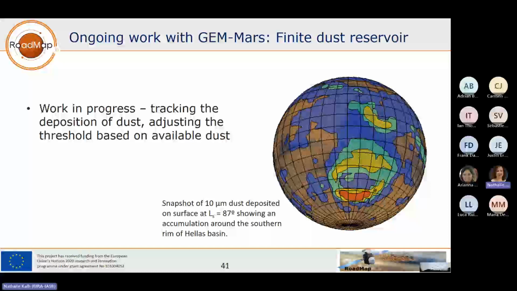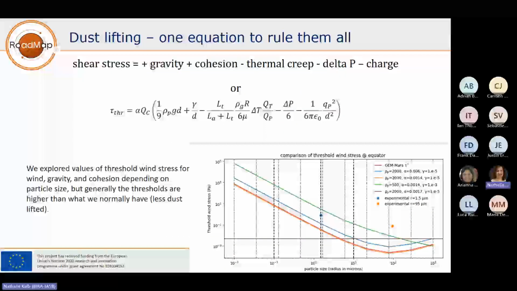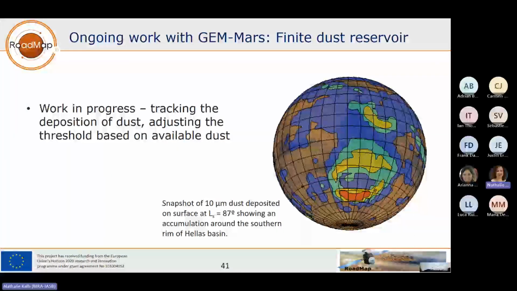So this idea of the finite, I didn't mention actually that when we lift dust from the surface, we assume there's always dust available to be lifted. But in reality, that's probably not true. So we are attempting to implement this idea of a threshold based approach, changing the threshold based on the amount. The first step is just to keep track of the dust that lands on the surface. And this is just a snapshot of our work so far.